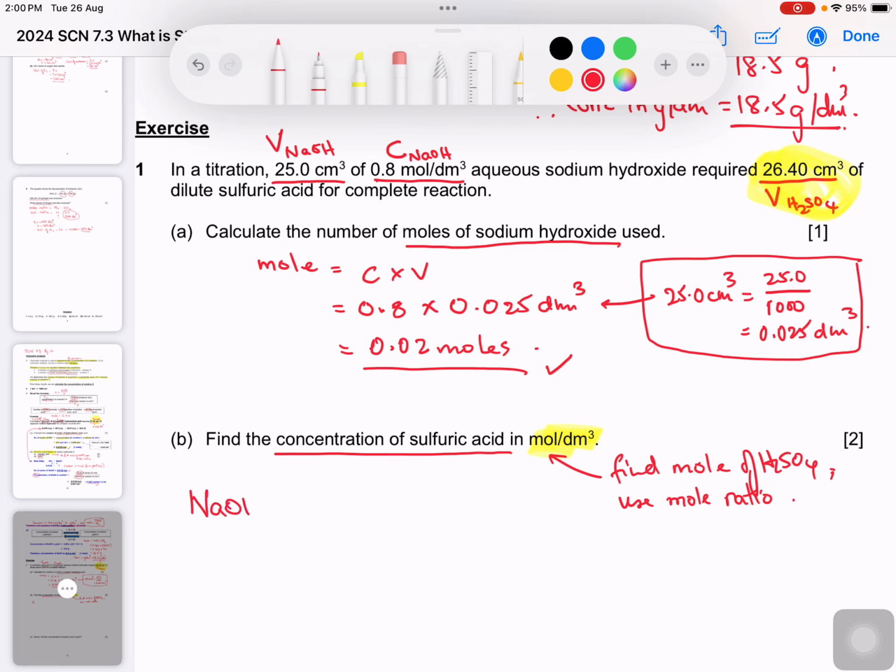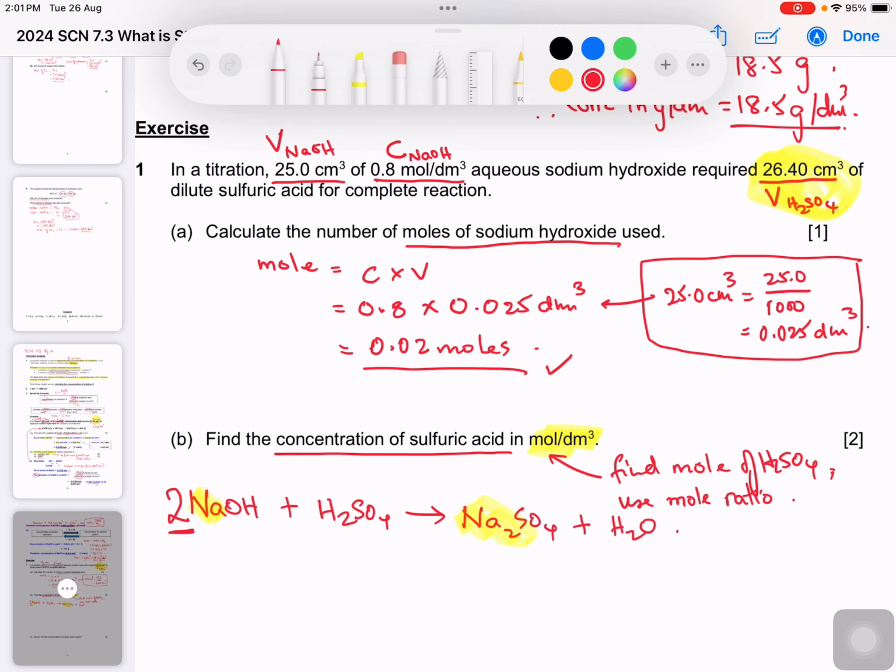NaOH plus H2SO4 giving you Na2SO4 plus H2O. Now to balance. 1 Na on the left, but 2 Na on the right. So on the left, we have to put a 2 in front. Okay, now we put a 2 in front. Let's look at the rest.